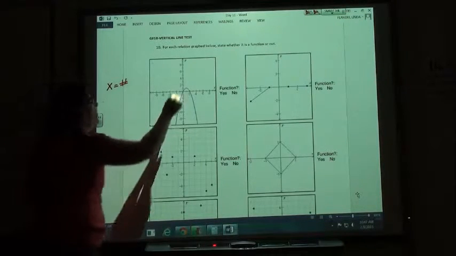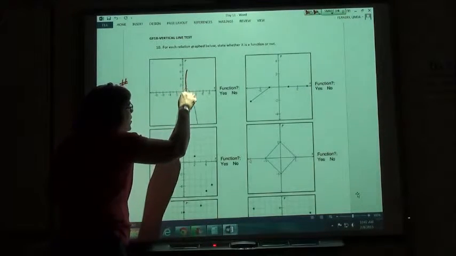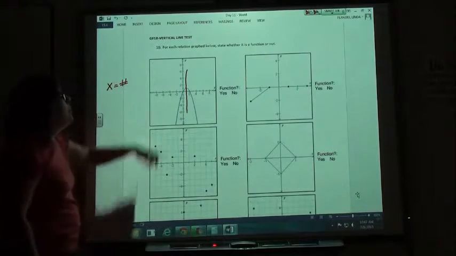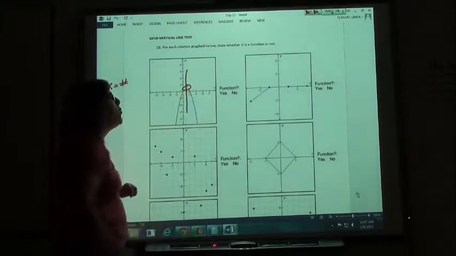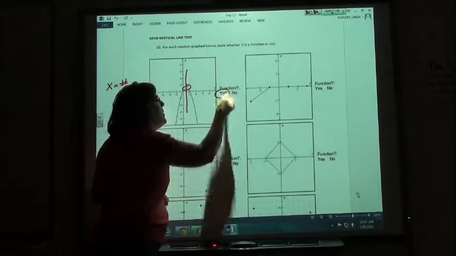For example, if I drew my line at x equals 1, if I could draw straight, it would go like that. For that line, how many times does it touch my graph? Well, it just touches once. So yes, that is going to be a function.